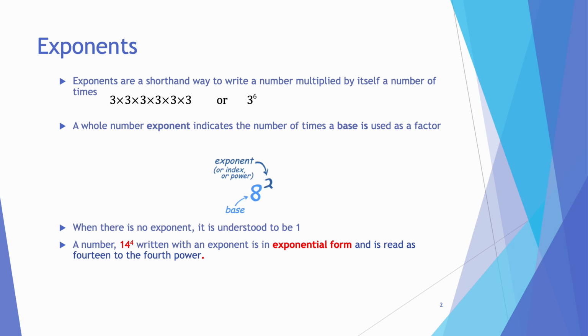A whole number exponent indicates the number of times a base is used as a factor. The base is the number that you're multiplying by itself. The exponent, sometimes called an index or a power, is the small number written to the top right of the base. When there is no exponent present, it is understood to be 1. A number like 14 to the 4th power, written with an exponent, is in exponential form and is written as 14 to the 4th power.